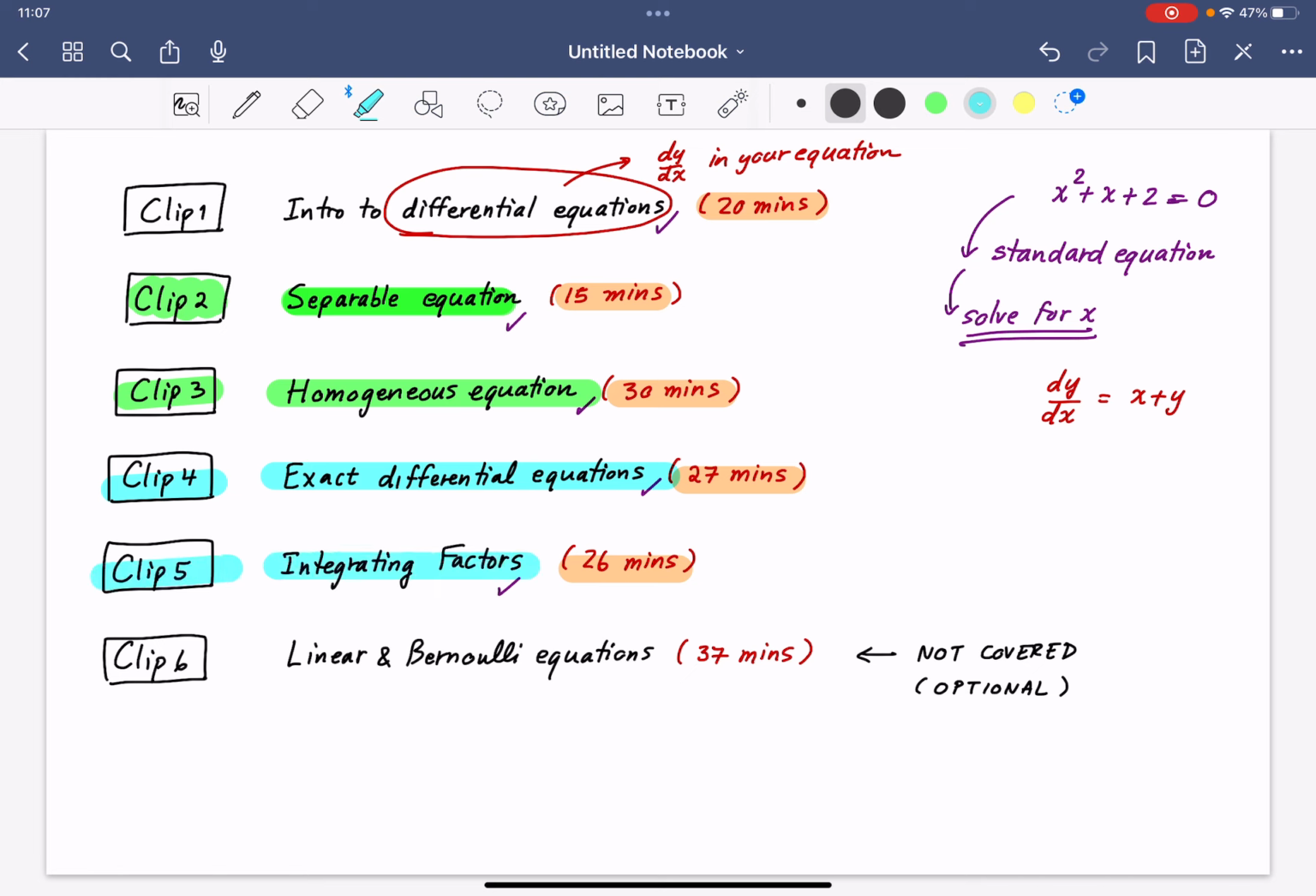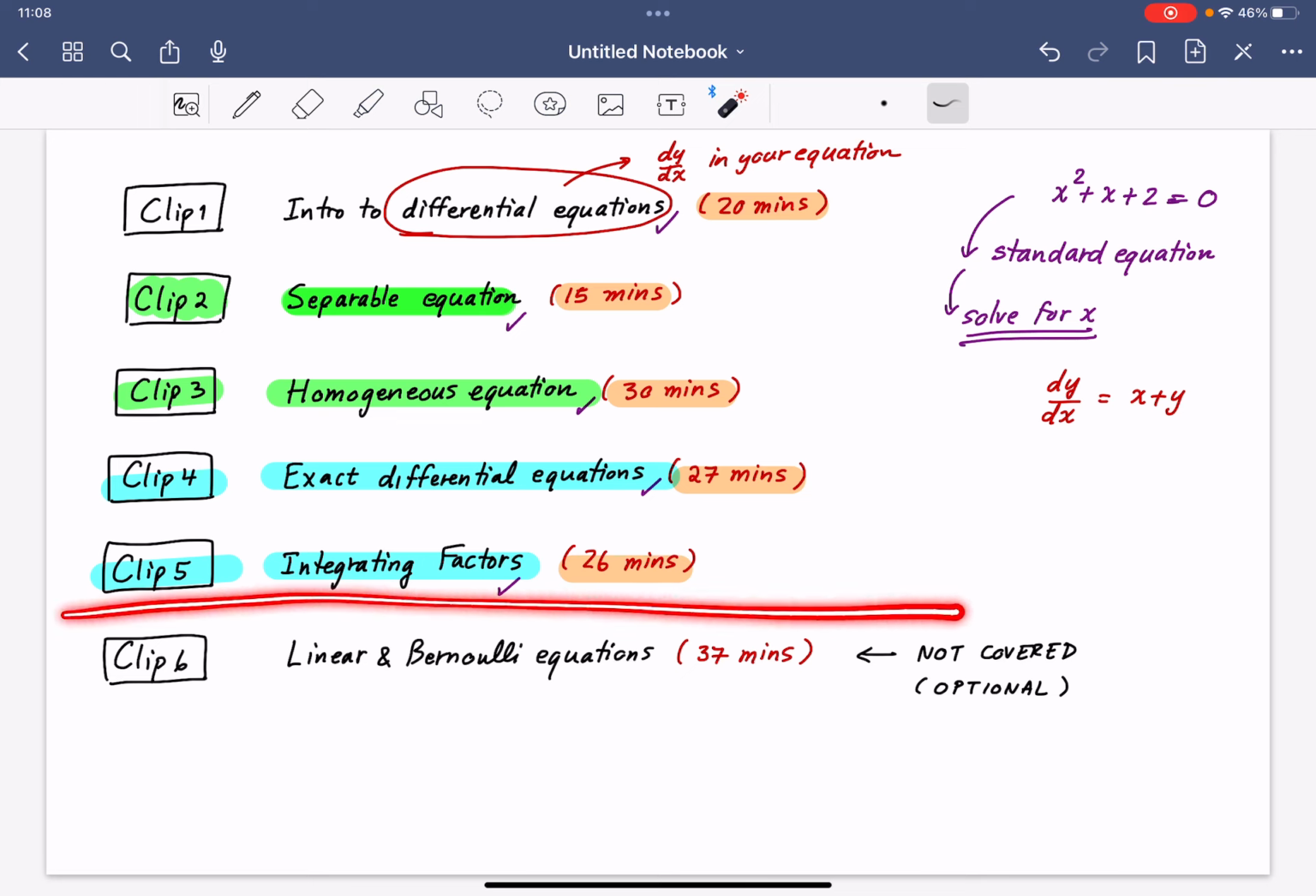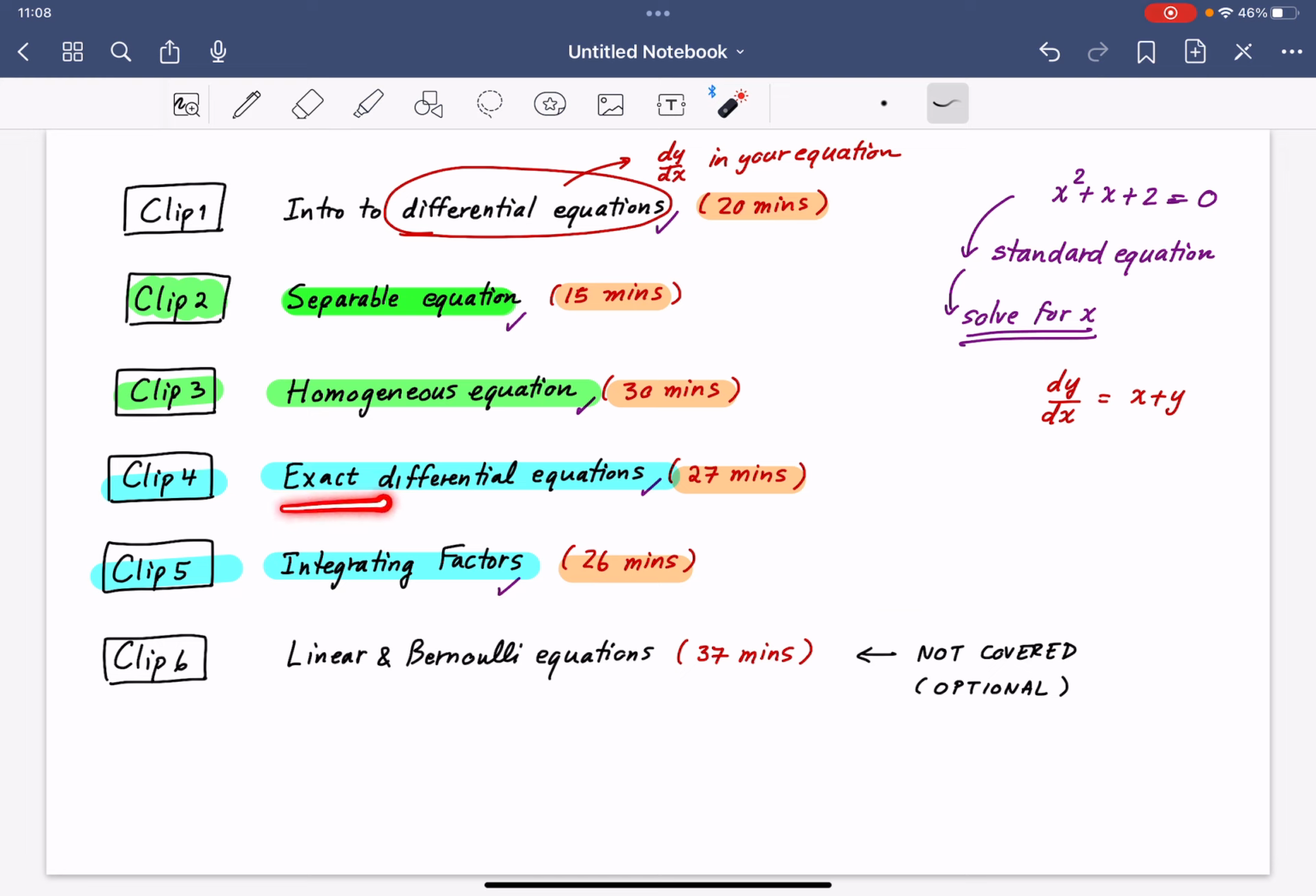So keep in mind that clip number 6, linear and Bernoulli differential equations, is not going to be on the test. It's optional if you want to go beyond exact differential equations. But because we only have 7 weeks after the midterm, we're going to cover up to integrating factors here. Let's take a quick look at what exact differential equations and integrating factors are.